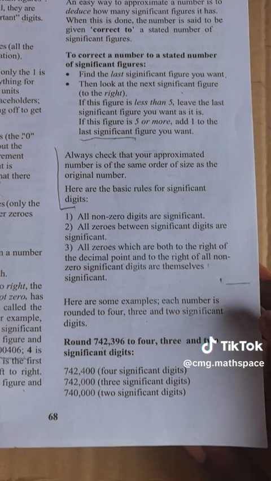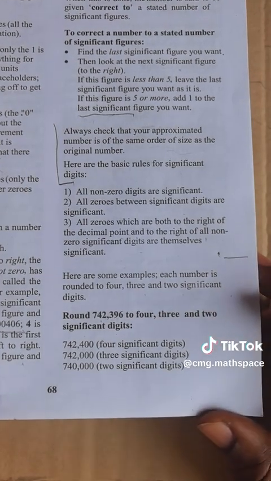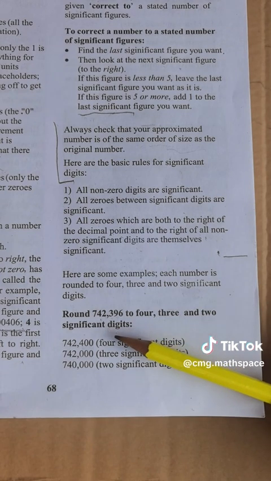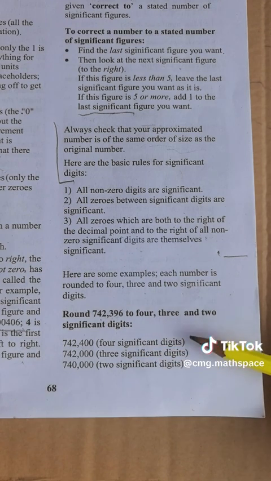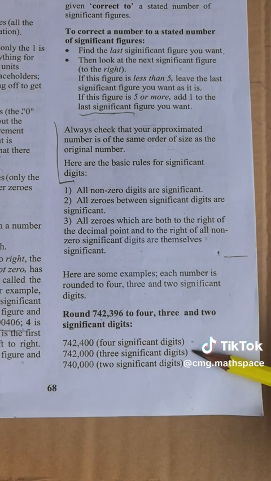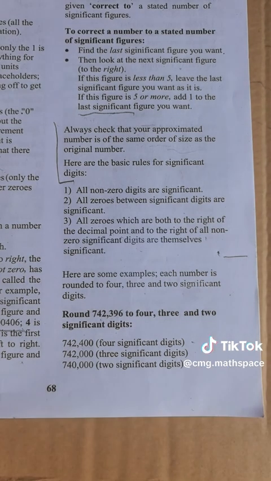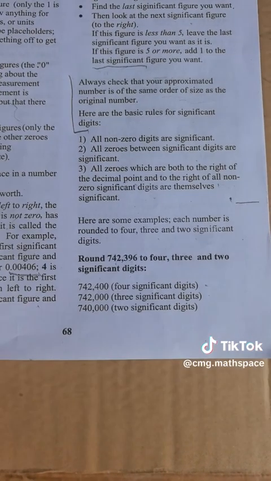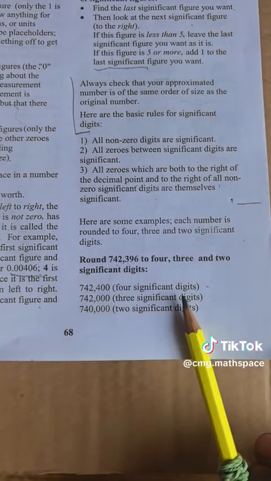So here, we have to round 742,396 to 4, to 3, and to 2 significant figures. Each of them we will do. For 4 significant figures, you have this; for 3 significant figures, you have this; and for 2 significant figures, we have this. Let me check the time left. Okay, so we can do these 3.